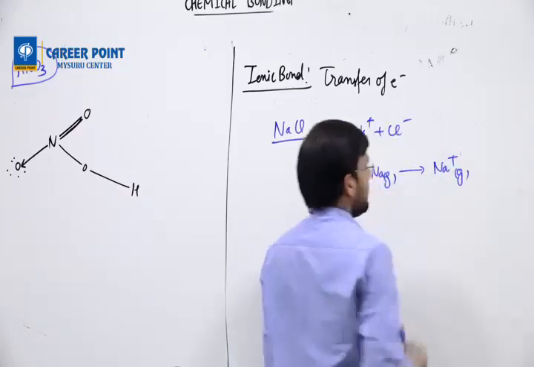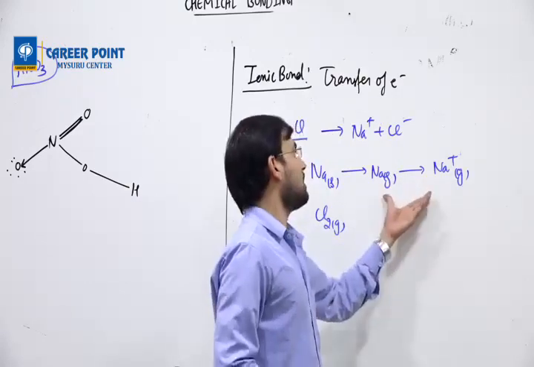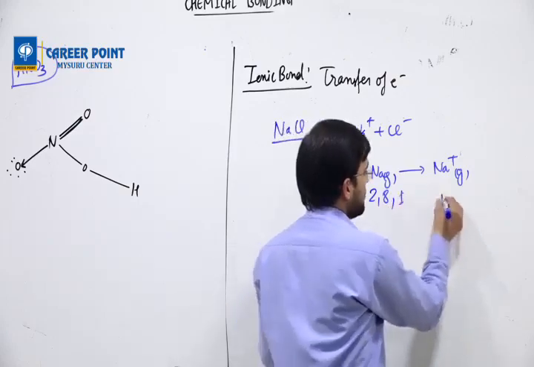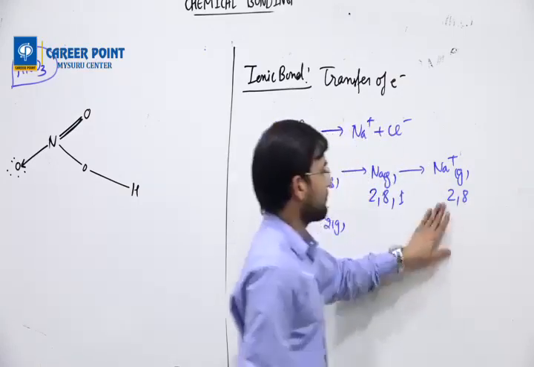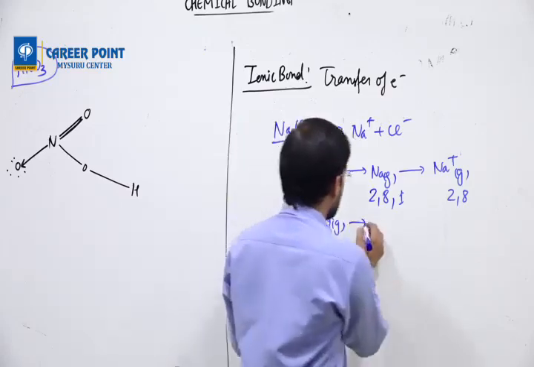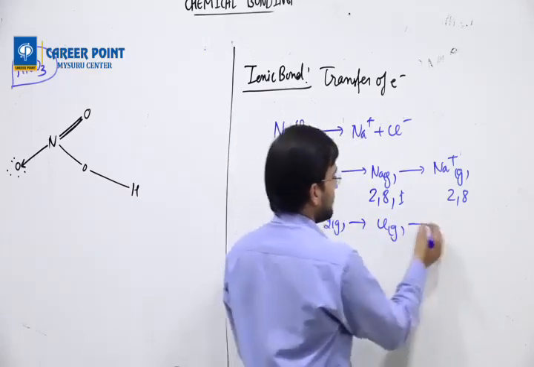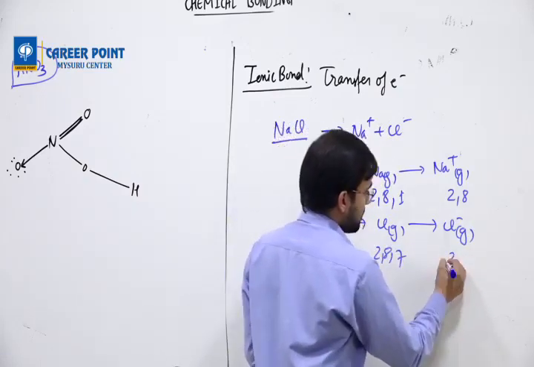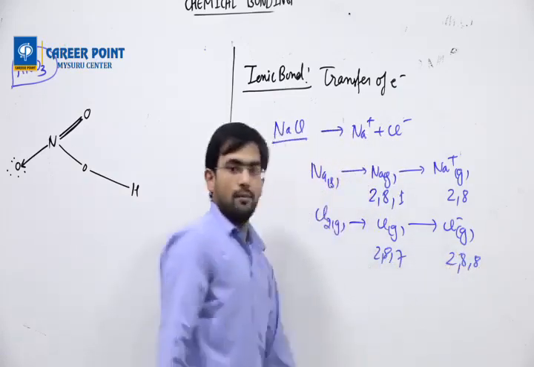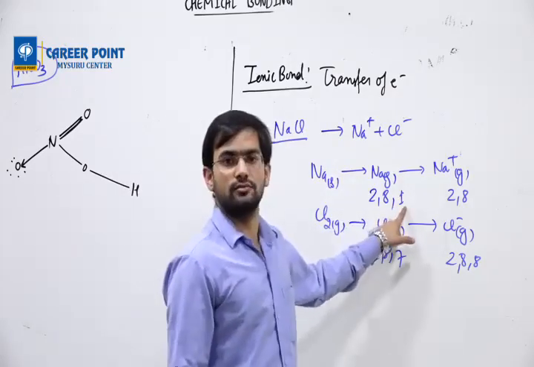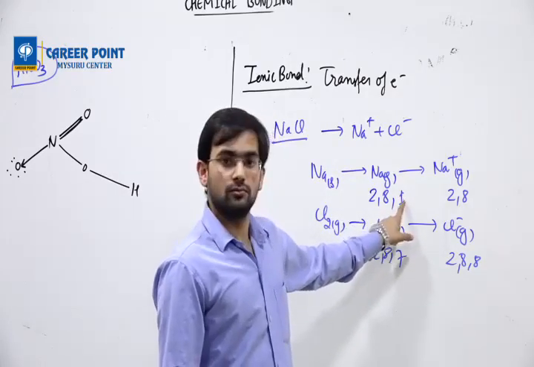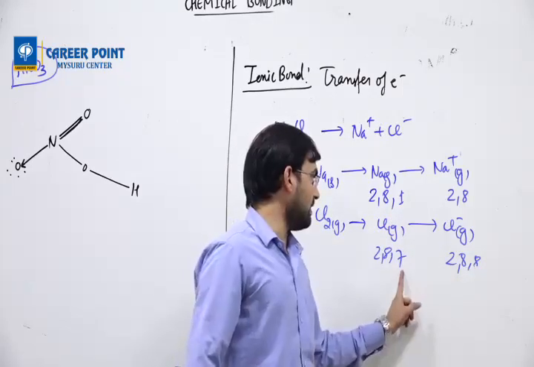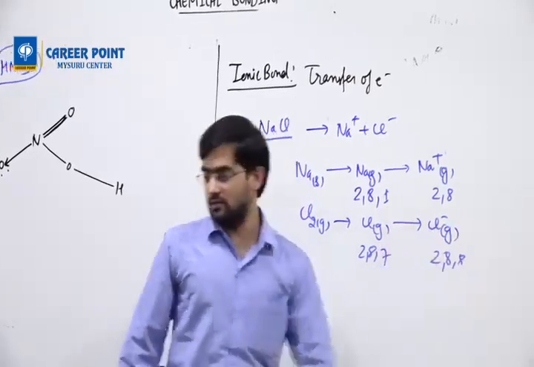Now, this is called ionization energy, because if you write the electronic configuration, 2, 8, 1 becomes 2, 8. Whereas Cl gaseous atom will convert into Cl- gas: this is 2, 8, 7, and it becomes 2, 8, 8. My question to you is, what happened to that electron? It was 7, what happened to 7 to 8? What happened to 1?